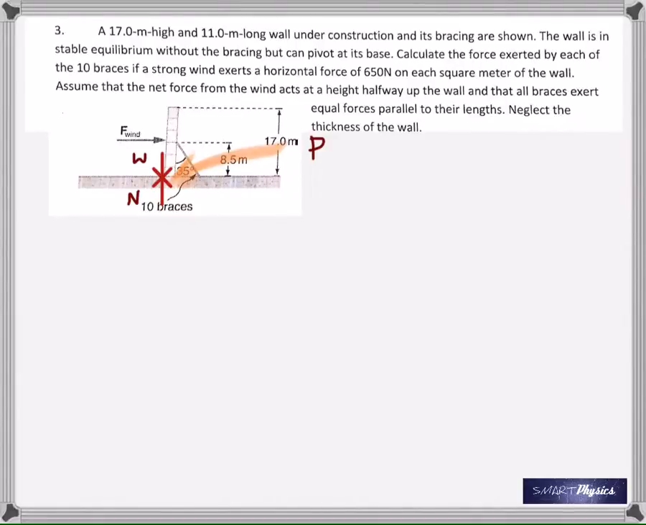You see all the forces shown. That's the force due to the wind. You have the weight of the wall itself. You have the normal reaction. And then you have the braces here exerting a force, as you're going to see now. So that is the pivot, of course, and the force of the wind is creating the clockwise torque, and the distance is half the height of the wall, so the torque would be force of the wind times 8.5, because 8.5 is half of 17.